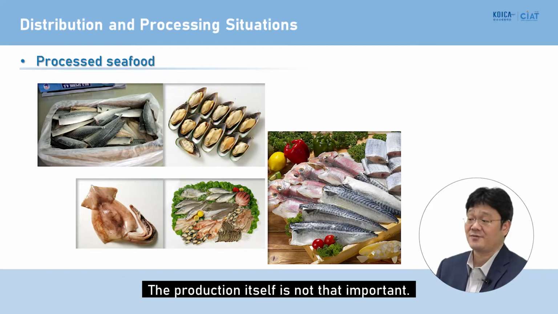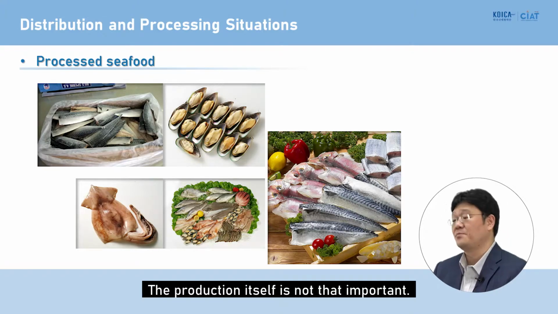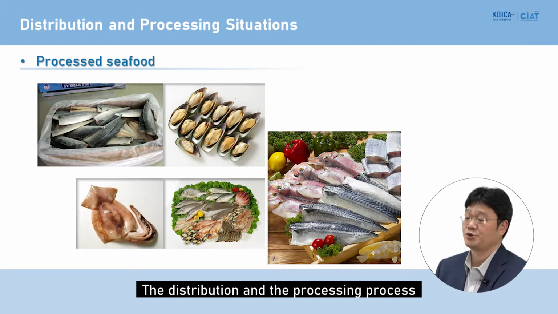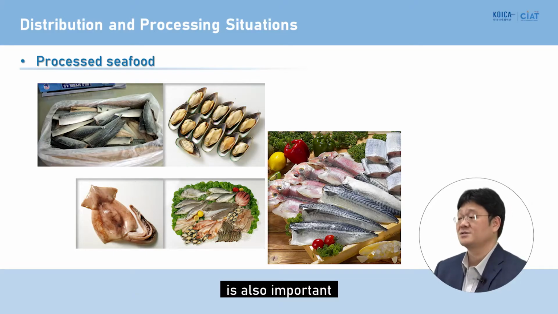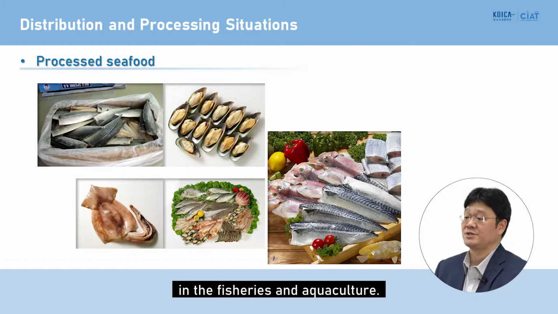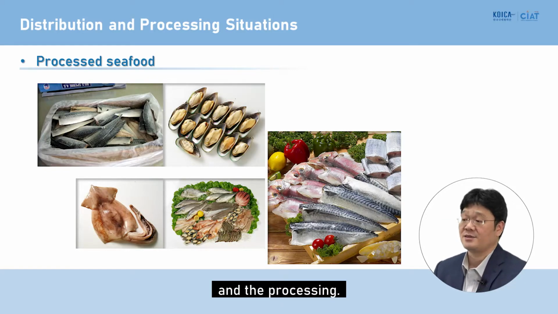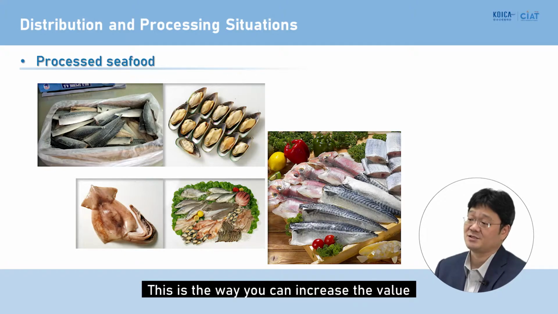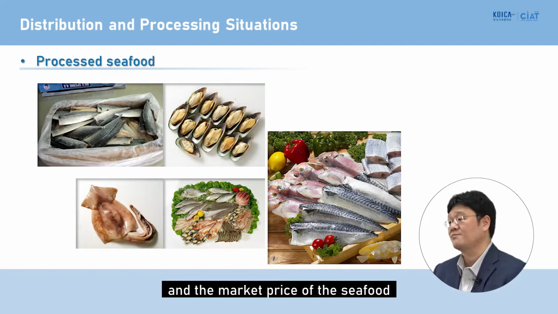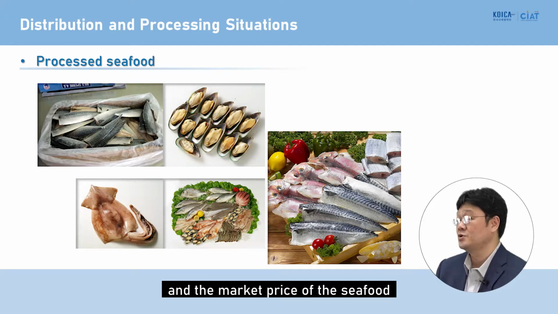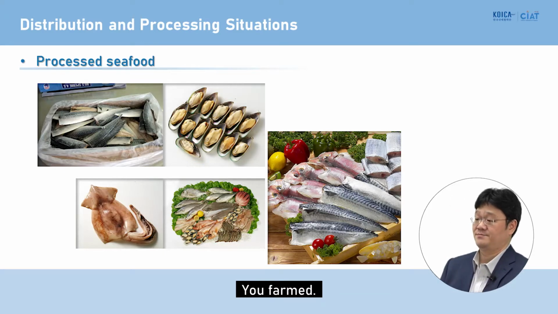The production itself is not the only important thing. The distribution and the processing are also important in fisheries and aquaculture. Don't ignore the importance of distribution and processing. This is the way you can increase the value and the market price of the seafood you caught.